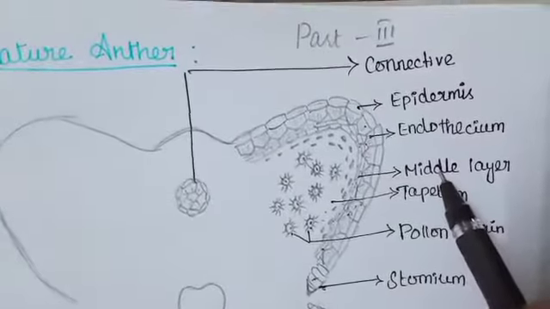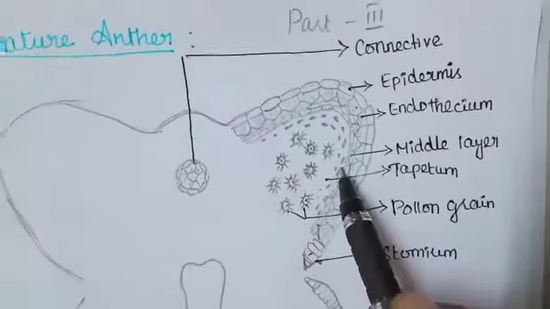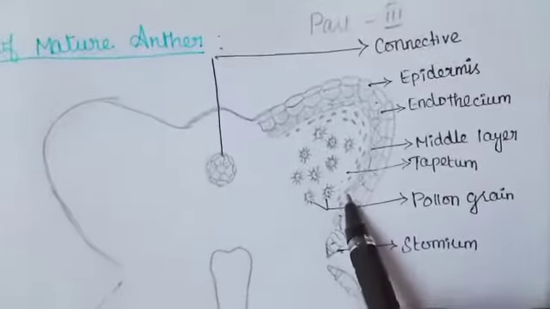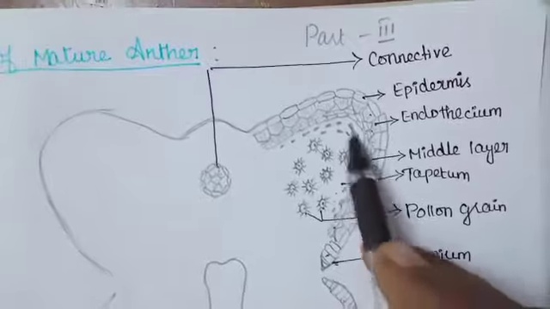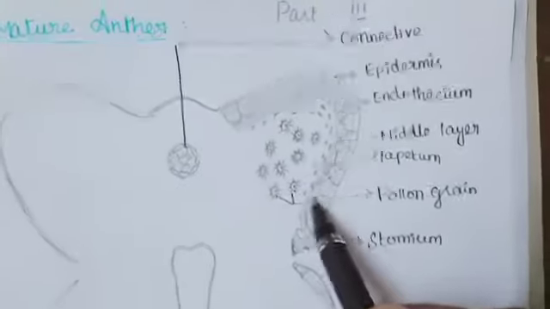Next, middle layer. Two or three layers of cells next to the endothecium constitute the middle layers. It is generally short-lived. At the maturity time of the anther, it disintegrates.